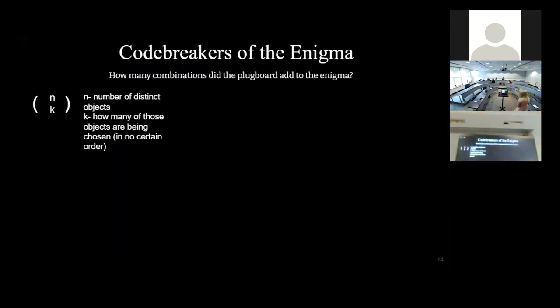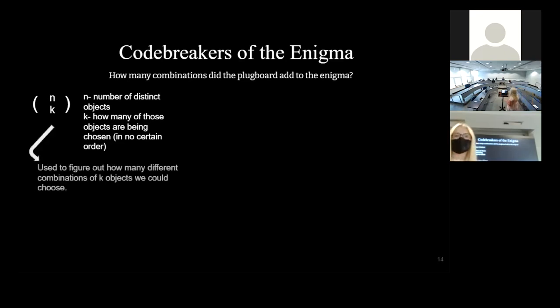So now we're going to talk about just how many combinations the plug board added to the Enigma. First you need to know choose notation. So this is n choose k. You have n objects and you want to choose k. It's used to figure out how many different combinations of k you can choose from n. And it's a simplified way of writing n factorial divided by k factorial times (n minus k) factorial.